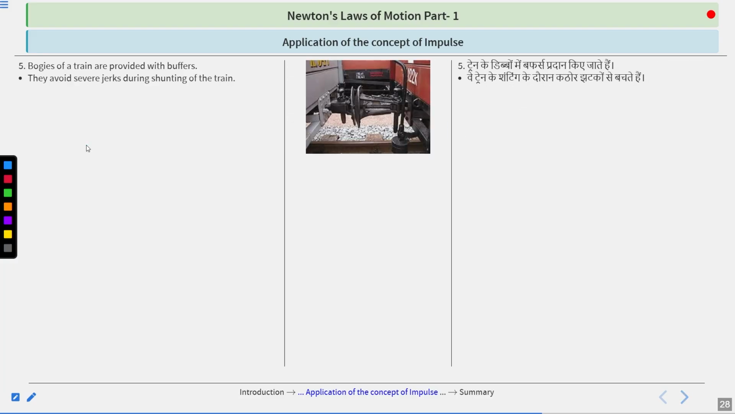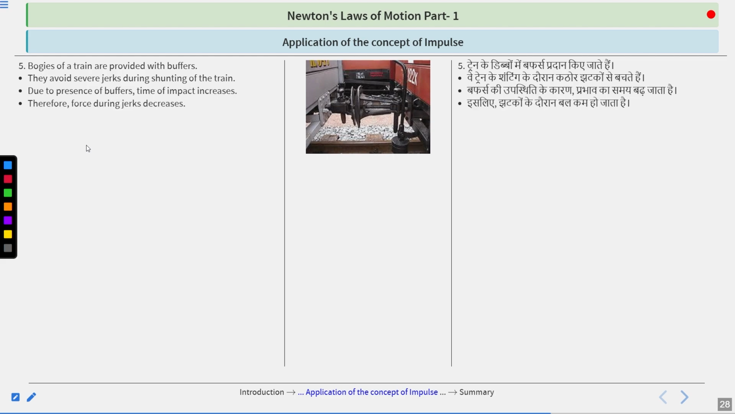Bogies of a train are provided with buffers to avoid severe jerks during the shunting of the train. Due to the presence of buffers, the time of impact increases. Therefore, the force during jerks decreases. Hence, the chances of damage decrease.